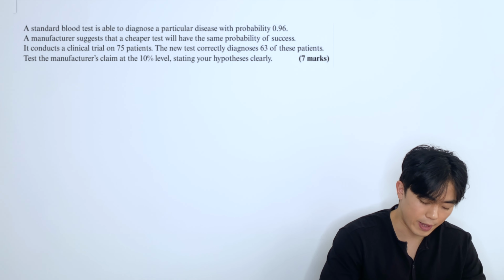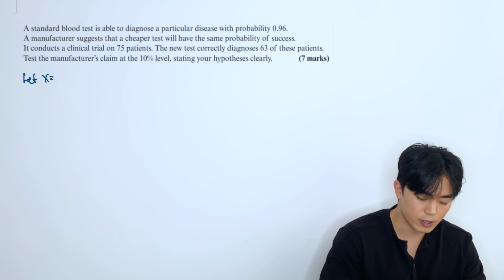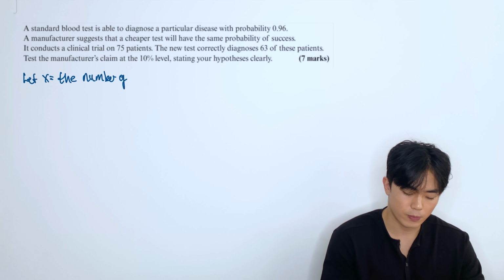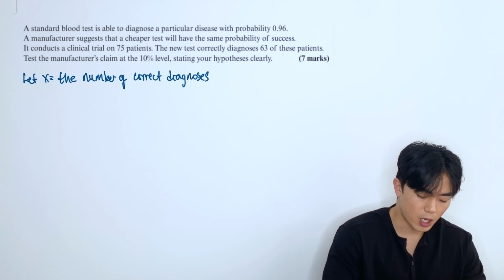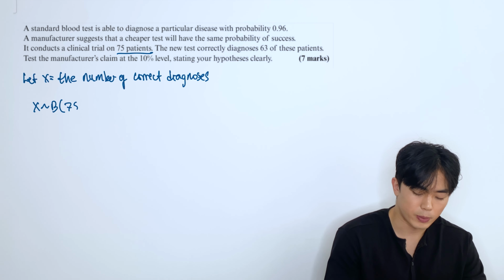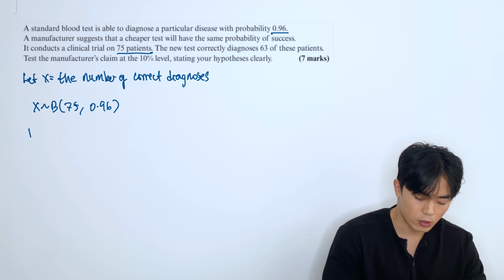Right, first things, X. So X is a statistic and that's a number of, what are we counting? Correct diagnoses, okay? That's what we're counting. And so we have a binomial distribution. The number of patients was 75, and the probability is the one we assume to be correct, so 0.96 like this. Meaning H0 is p is equal to 0.96.